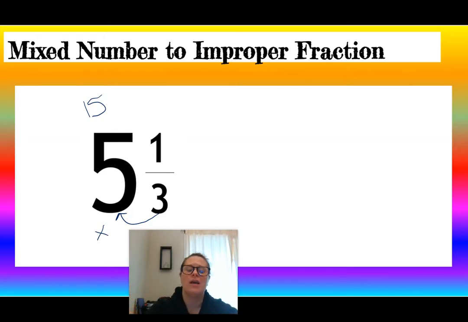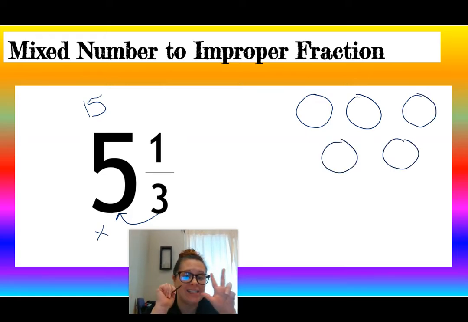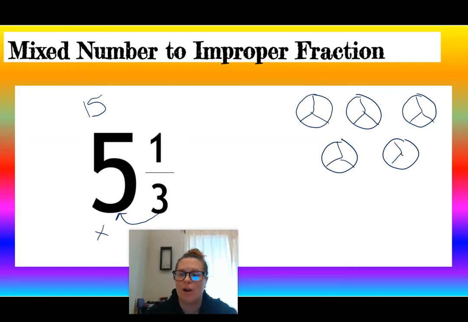Draw it out. How many wholes? 5. 5 wholes. Let's draw those circles, Carter. 1, 2, 3, 4, and 5. How many equal pieces? 3, because that is my denominator. Now, these aren't going to be perfectly equal because I'm not an artist like Miss Koshev. I tried, but I'm not even close. We all know that. Perfect.